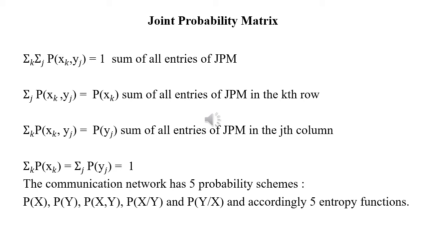Sum of all entries of a joint probability matrix equals 1, and also sum of all entries of a joint probability matrix in the kth row will be equal to P of xk. Similarly, sum of all entries of joint probability matrix in the jth column will be equal to P of yj, and summation P of xk equal to summation P of yj equal to 1. The communication network shown has 5 probability schemes P(X), P(Y), P(XY), P(X|Y) and P(Y|X), and accordingly we can define 5 entropy functions.